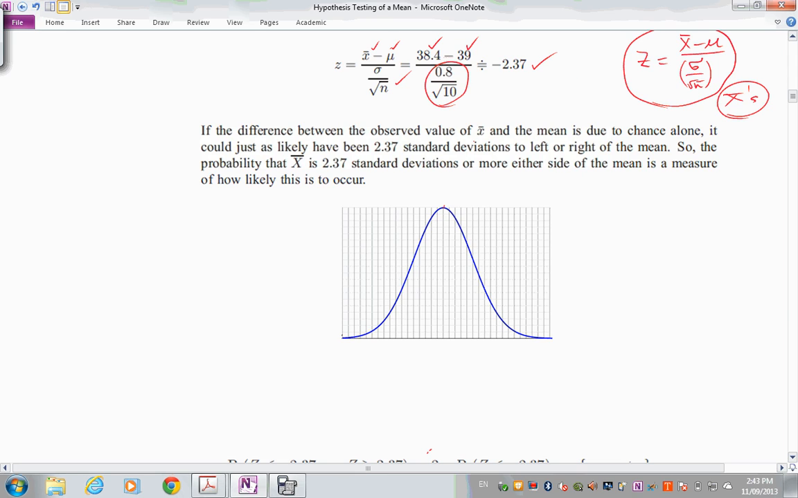Okay, now if we looked at the observed value of x bar and how it varies from the mean, if it's due to chance alone, it could have been 2.37 either way, to the left or right. Let's say it's chance variation. So what we're saying here is we are starting with a null hypothesis of mu equals 39, and we're working with that and assuming random variation due to chance on either side. So what's our chances? Let's have a look.